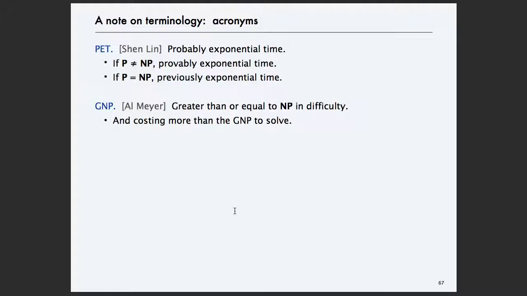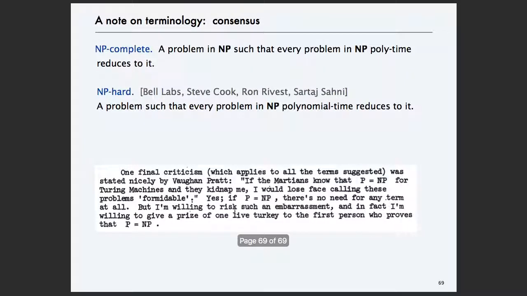GNP, greater than NP, and so costs more than the GNP of a country to solve. So they have a bunch of those things. However, the non-cute proposal, NP complete, is a problem that is in NP, and every problem in NP is reducible to it in polynomial time. NP hard is almost the same, but we don't require the problem to be in NP. So it includes NP complete and harder. Does that make sense? Some sense.